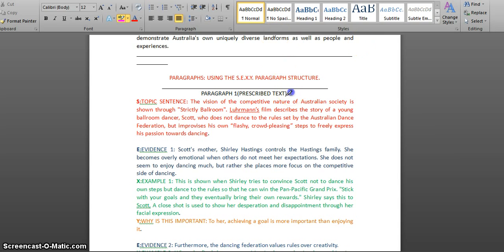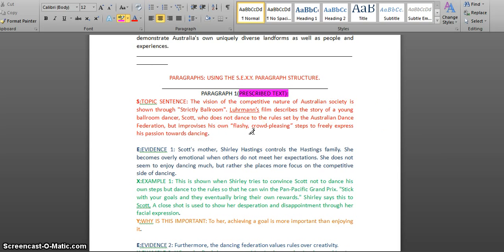which is the prescribed text, that's Strictly Ballroom, he starts it with this topic sentence. The vision of the competitive nature of Australian society is shown through Strictly Ballroom. Luhrmann's film describes the story of a young ballroom dancer, Scott, who does not dance to the rules set by the Australian Dance Federation but improvises his own flashy, crowd-pleasing steps to freely express his passion towards dancing. That's his whole topic sentence. It's very long, by the way.